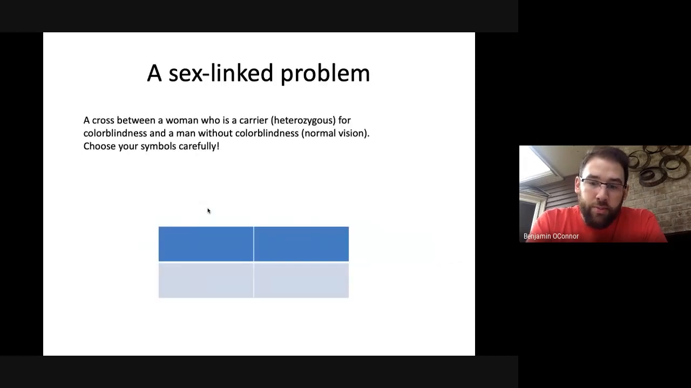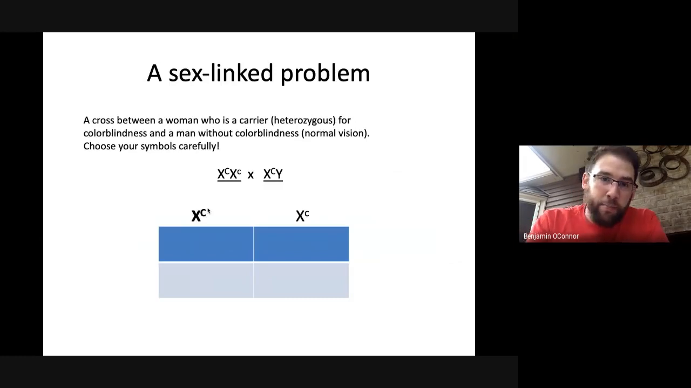All right, a sex-linked problem. A cross between a woman who is a carrier, which is heterozygous, that means she has two different alleles for a trait for color blindness, and a man without color blindness who has normal vision. So this is X big C, X little c, times X big C Y. We're going to see that cross here.